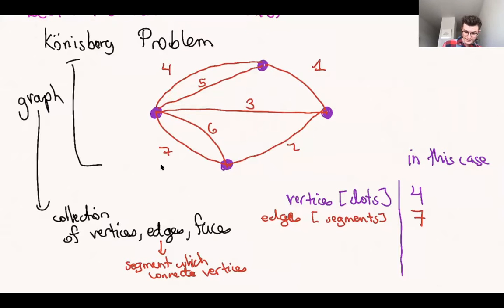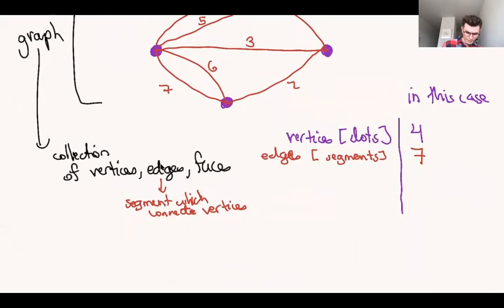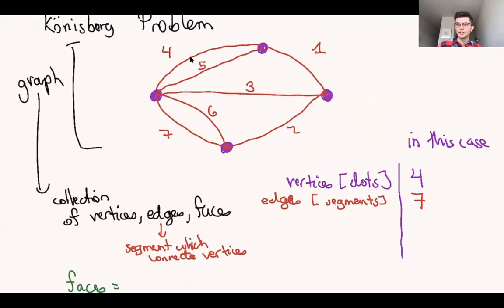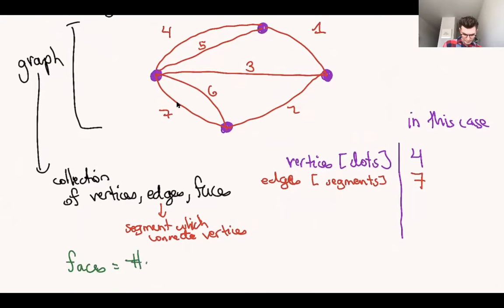And then the faces. The faces are a little bit more interesting to explain. The idea is, if you think of this being drawn on the XY plane, these edges are dividing the XY plane into sub pieces. So the faces are the pieces into which the XY plane is being divided. So, number of pieces into which the XY plane is divided.